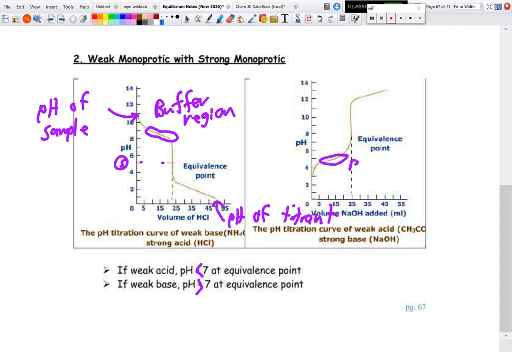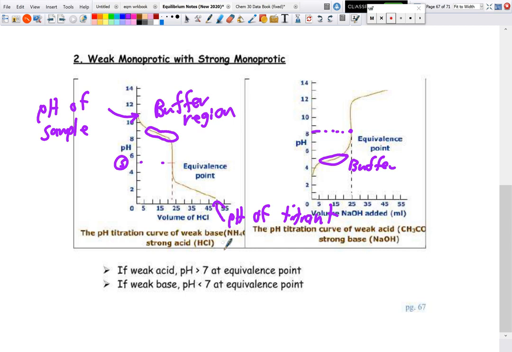We see our buffer region and the equivalence point. Same thing, because we're starting with a weak acid. So the pH, oh sorry, these were actually correct. I was looking at the wrong graph there. Sorry, didn't mean to confuse you guys.